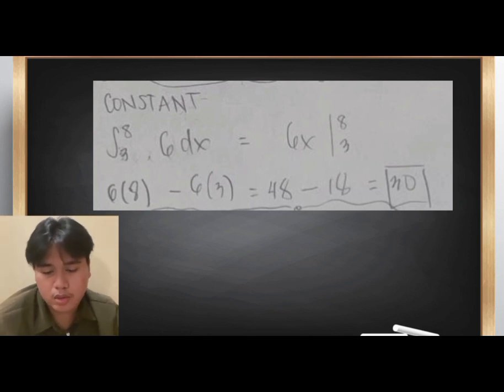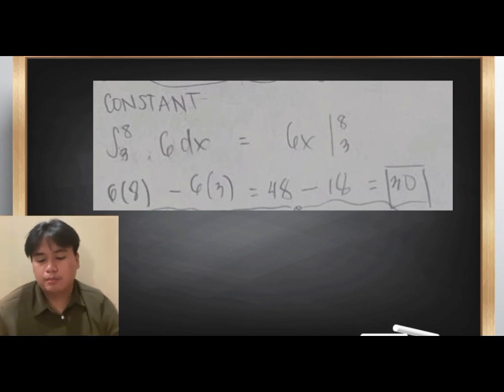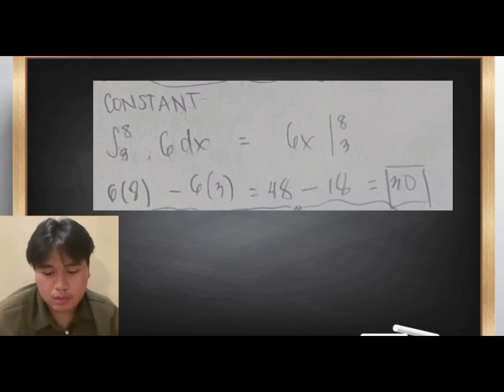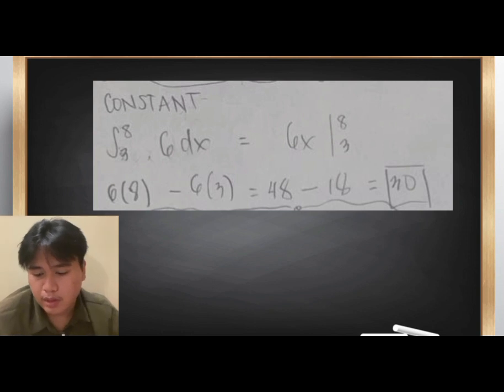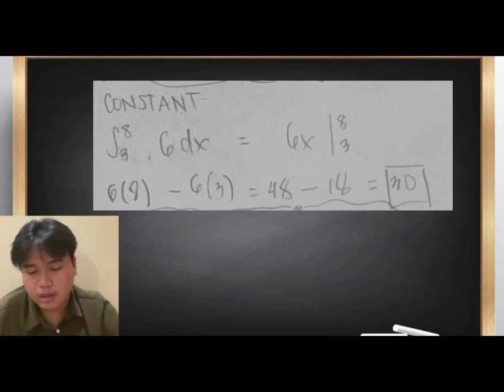Then we can now substitute our limits, which are 8 and 3. 8 substituted to x is 6 times 8, minus 3 substituted to x is 6 times 3. Then we can now simplify. 6 times 8 is 48, minus 6 times 3 is 18. 48 minus 18 is equal to our final answer, which is 30.